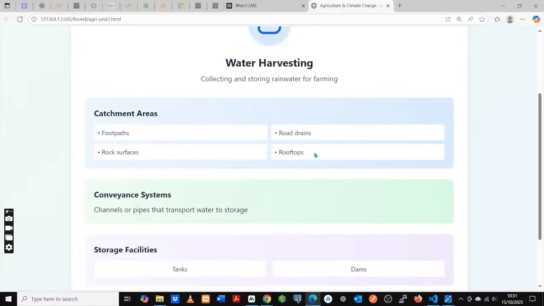Rooftops of a house, or a rock surface: as rain is coming, rocks will not absorb water, and all the water will go down the stream. You can channel that water to a particular storage. Footpath: when you're moving in the gardens, in the forest, you have a small earth path where people or animals always pass through. Water can also take that as a passage.